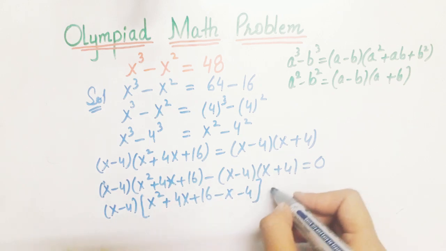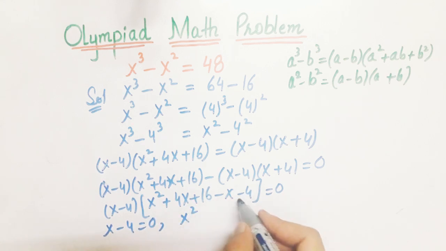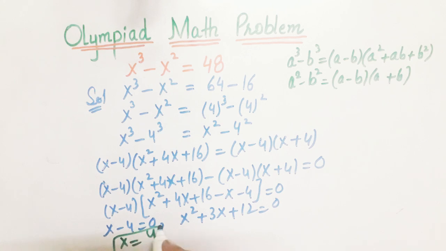Now we get two factors. First of all x minus 4 equals 0, this is the first factor, and the second one will be x square, 4x minus x is 3x, and 16 minus 4 is plus 12, this equals 0. Now we will find out the value: x minus 4 equals 0, which implies that x equals 4. This is the first root.